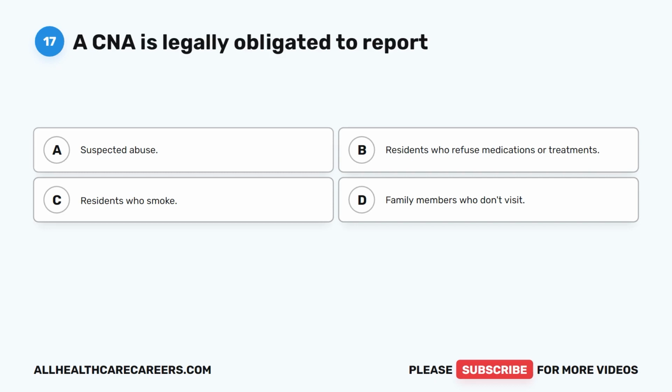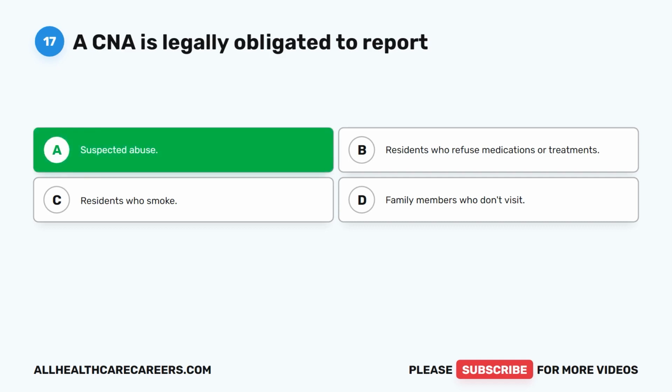Question 17. A CNA is legally obligated to report A. Suspected abuse. B. Residents who refuse medications or treatments. C. Residents who smoke. D. Family members who don't visit. The correct answer is A. Suspected abuse.